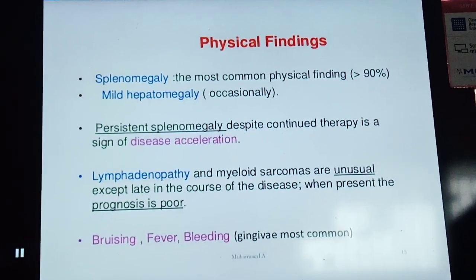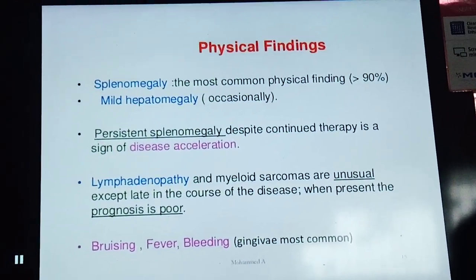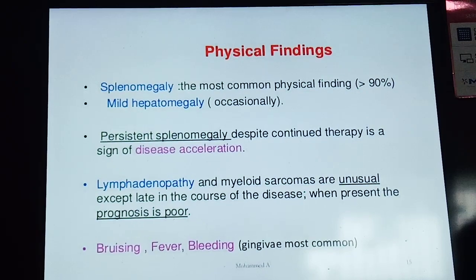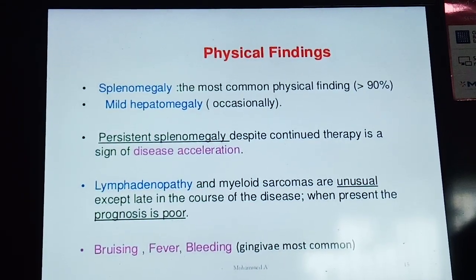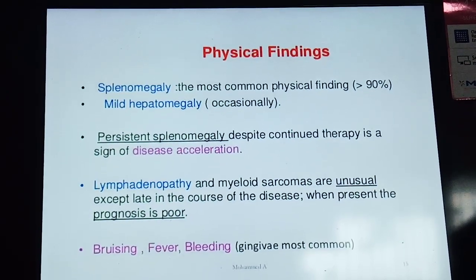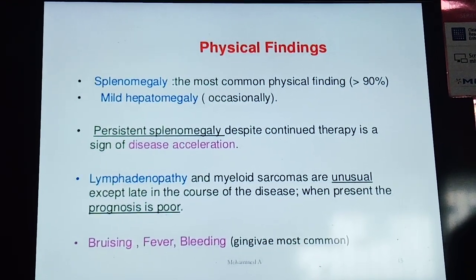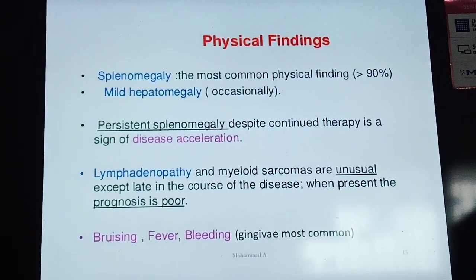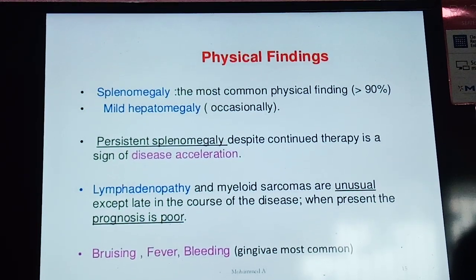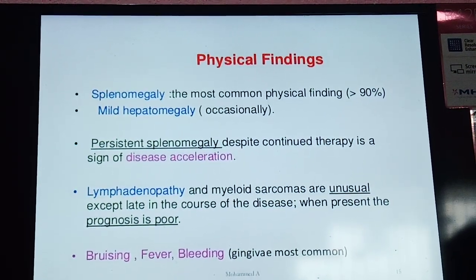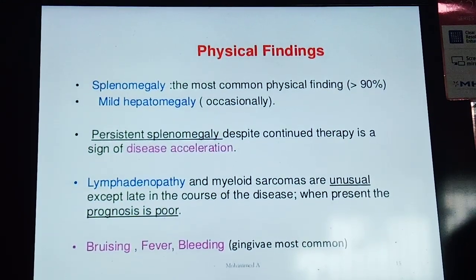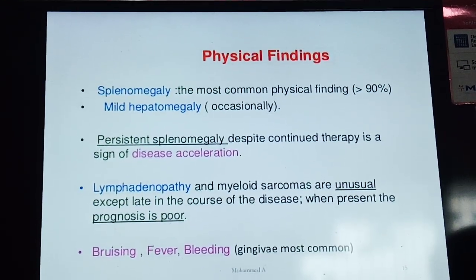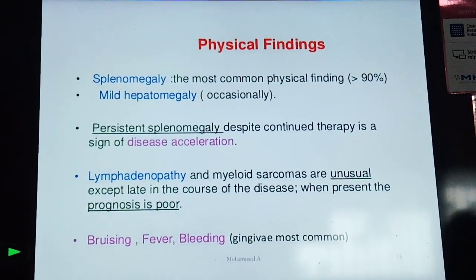Now the physical findings. Splenomegaly is the most common physical finding, usually present in more than 90% of the cases. Splenomegaly and mild hepatomegaly, or maybe occasional liver enlargement. Persistent splenomegaly despite continued therapy is a sign of disease acceleration. Sometimes lymphadenopathy and myeloid sarcoma are unusual aspects late in the course of the disease. When present, they lead to a poor prognosis for the patient. There may be bruising, fever, and bleeding, usually from the gingiva or gum bleeding.